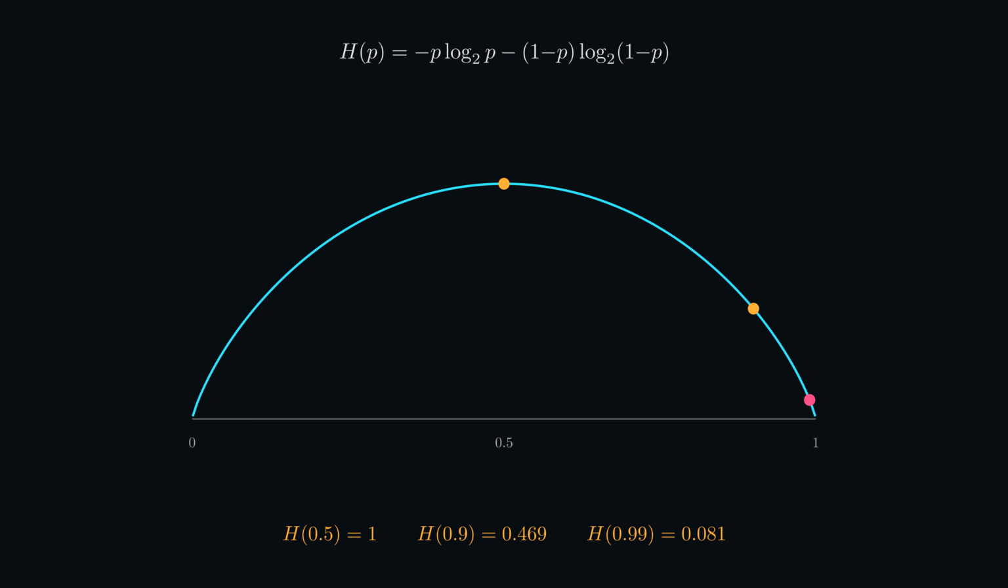Plot it and you get a hill, peak at 50-50, falling to 0 at both certainties. Uncertainty is information's raw material. What you already know cannot inform you.